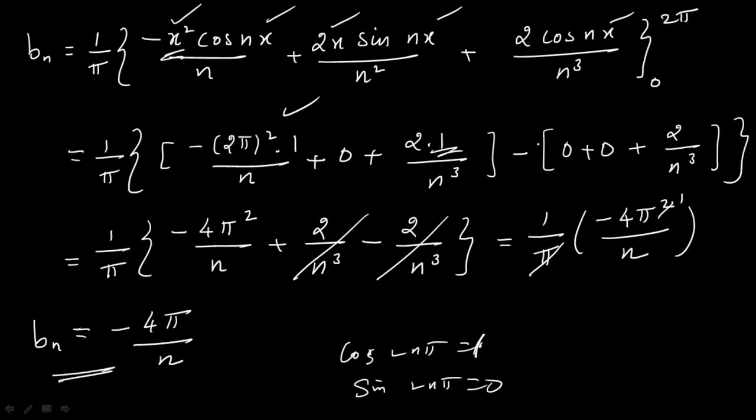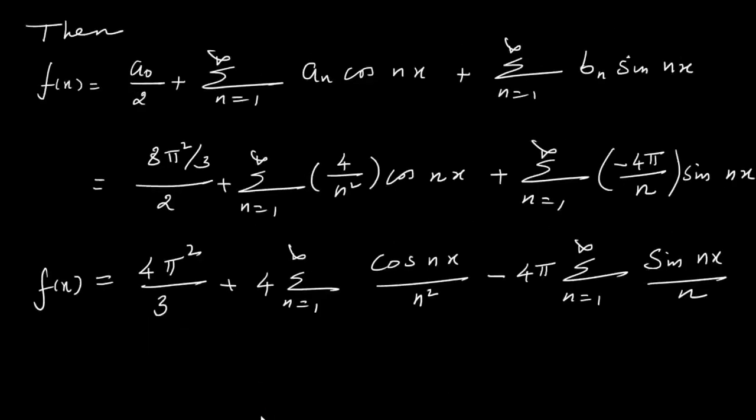So the upper limit is over. Minus, coming to the lower limit, if we replace x by 0, what happens? x by 0 means 0 into anything is 0, so the first term is 0. Coming to the second term, x is in the product, so replacing x by 0 you get 0. Coming to the third term, cos 0 value is 1, isn't it? So you have 2 times divided by n cube. Simplifying this, you get the value of bn as minus 4 pi divided by n.